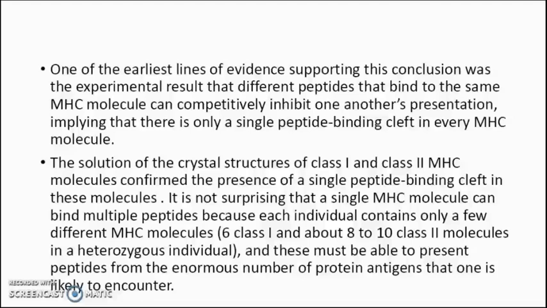The solution of the crystal structure of class 1 and class 2 MHC molecules confirms the presence of a single peptide binding cleft in these molecules. It is not surprising that a single MHC molecule can bind multiple peptides, because each individual contains only a few different MHC molecules, 6 class 1 and about 8 to 10 class 2 molecules in a heterozygous individual. And these must be able to present peptides from the enormous numbers of protein antigens that one is likely to encounter.